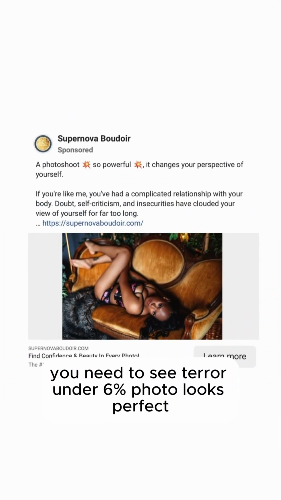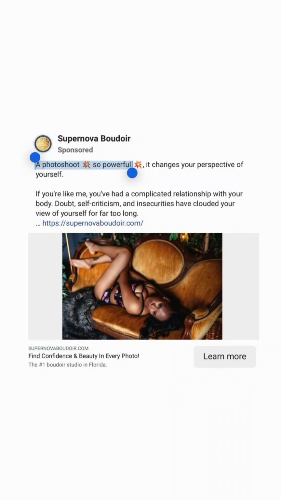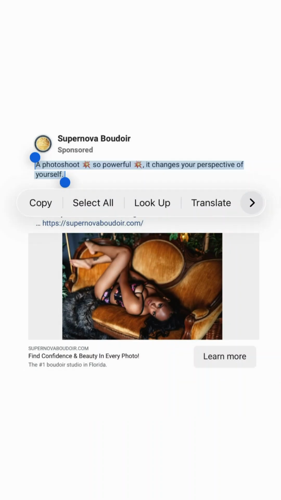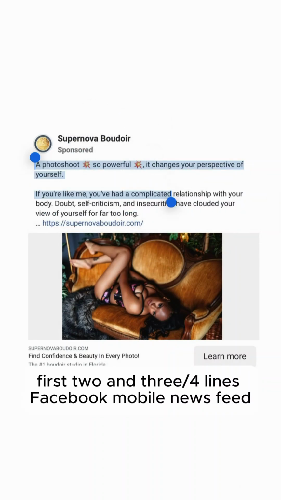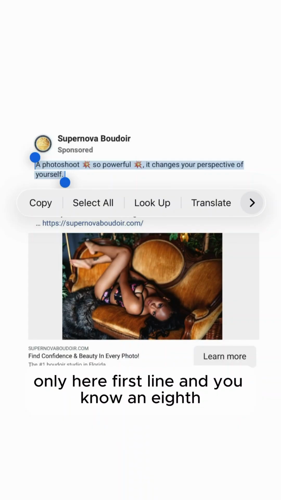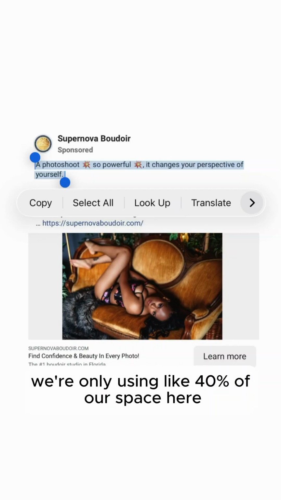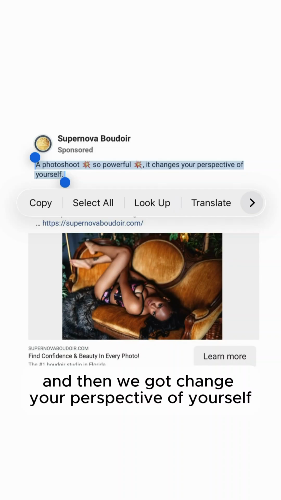Photo looks perfect. Now, going up here: photo shoot's so powerful, it changes your perspective of yourself. All right, so looking at the See More headline here, the first 2 3/4 lines on the Facebook mobile news feed, which is only here, the first line and an eighth. So we're missing about half of our space. We're only using like 40% of our space here. So we got photo shoot, and then we got change your perspective of yourself.